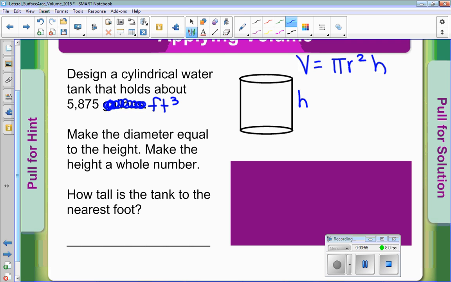We could make the conversion. I could look up how many cubic feet were in a gallon, and we could do that. But for the ease of the problem, I agree. Let's just make the units the same. Okay?